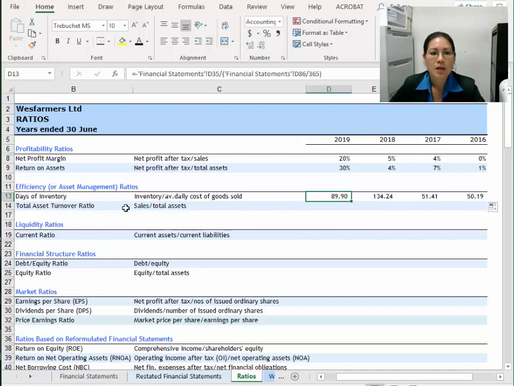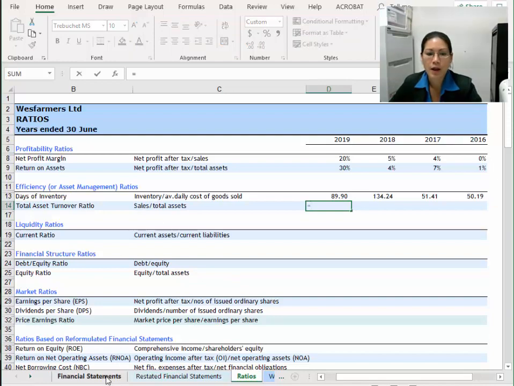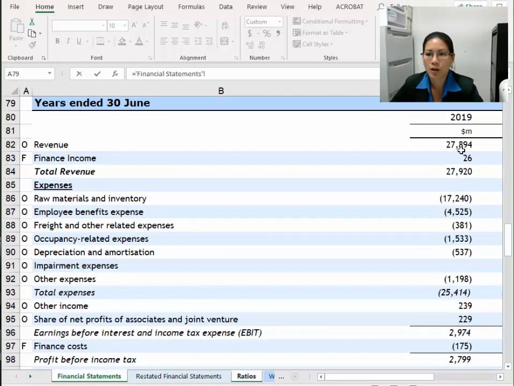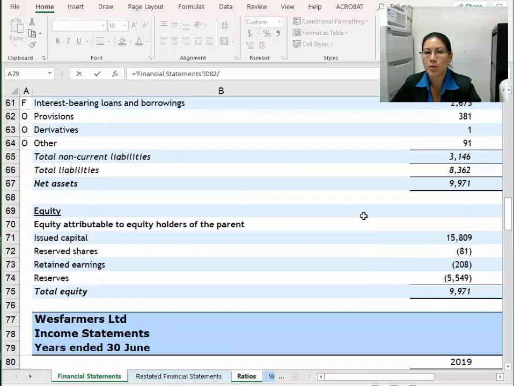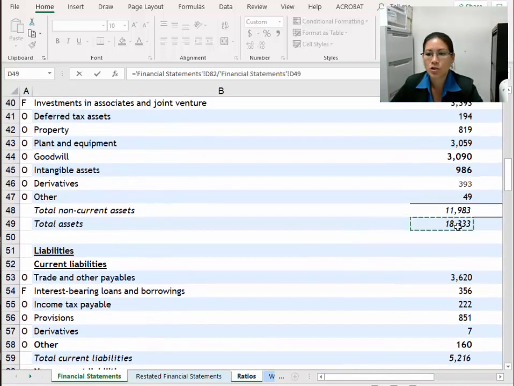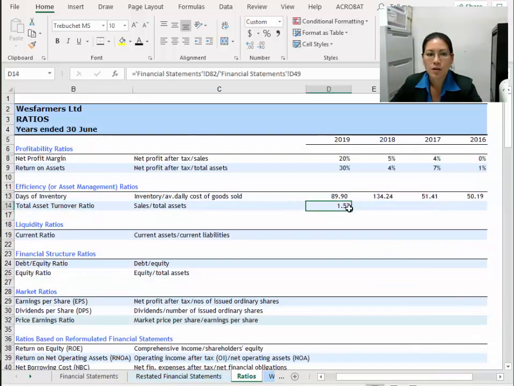Next one is the asset turnover ratio, and it's sales divided by total assets. Now, again, you can use any item of revenue. If your company actually lists sales, I would suggest to use that one. In my case, I'm going to do revenue divided by total assets. So revenue divided by my total assets on the balance sheet, and it's telling me for every dollar of total assets, how much am I generating in sales?